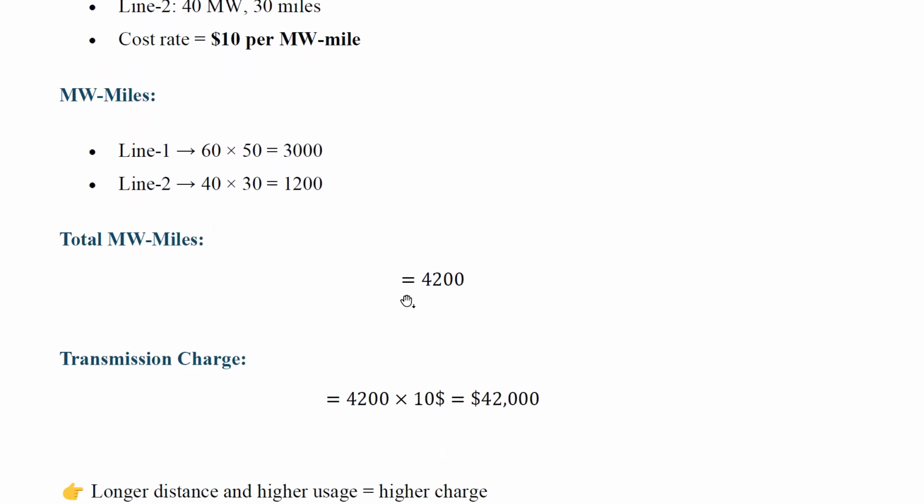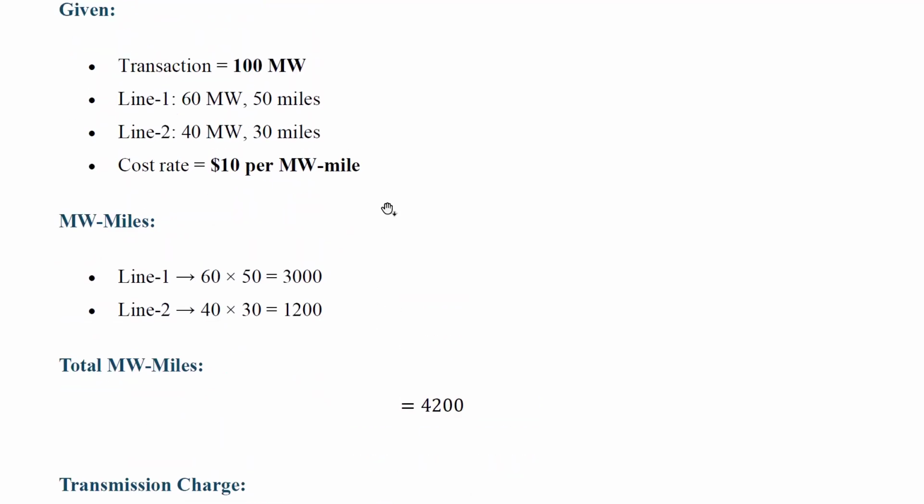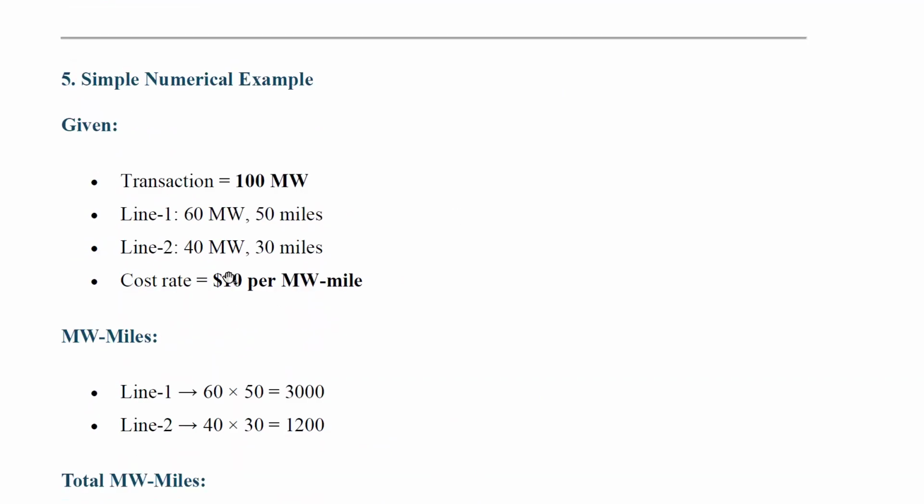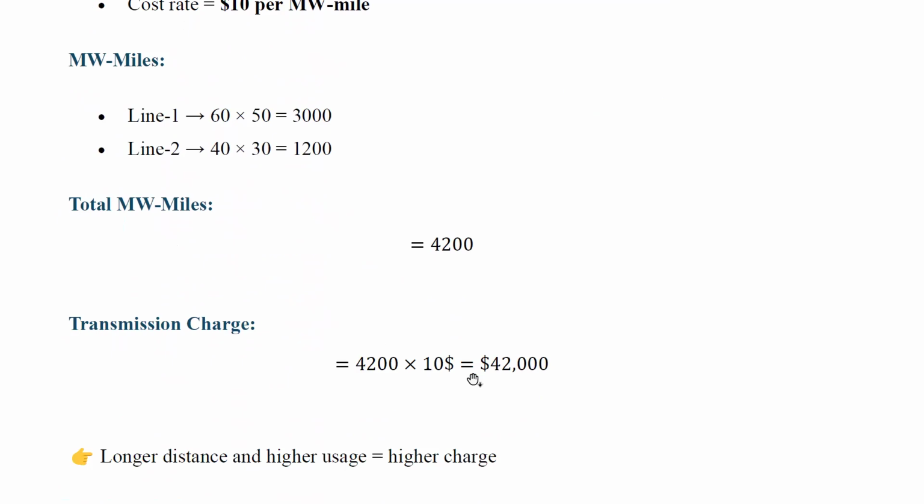Now we calculate the transmission charge: 4200 megawatt miles times $10 per megawatt mile is $42,000. So the longer the distance and the higher the usage, the higher the charge. Short distance and lower usage means a lower charge.